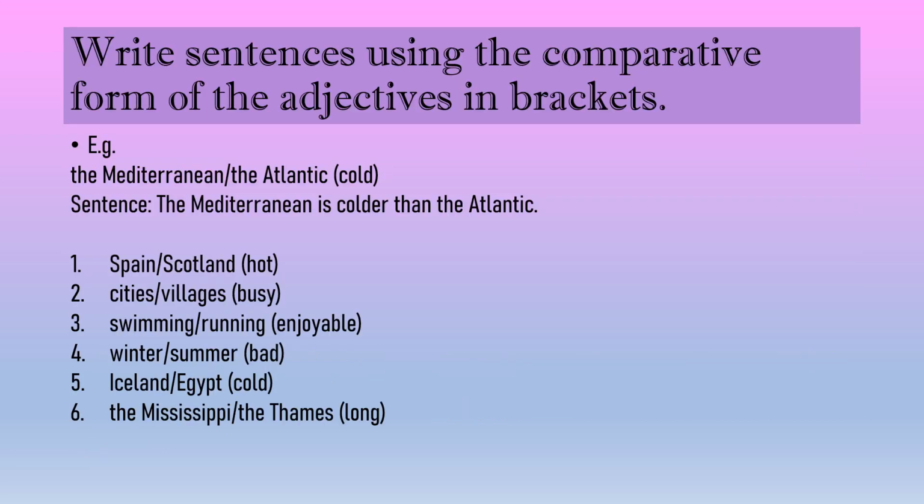Let's look at the next exercise. Write sentences using the comparative form of the adjectives in brackets. For example, the Mediterranean, the Atlantic, with the word cold. The sentence is, the Mediterranean is colder than the Atlantic. Now look at the first one. We have Spain and Scotland with the word hot.